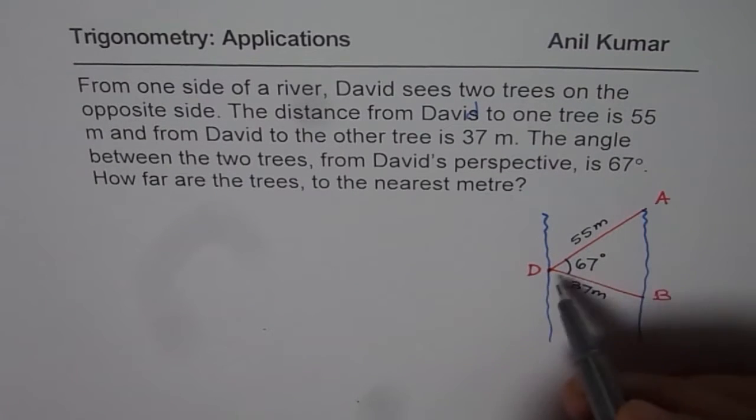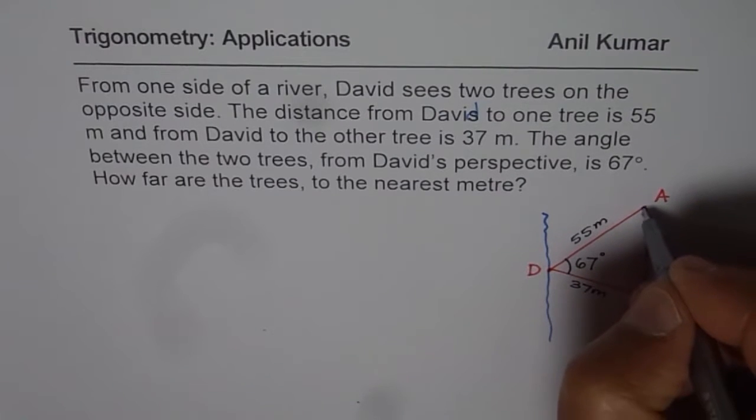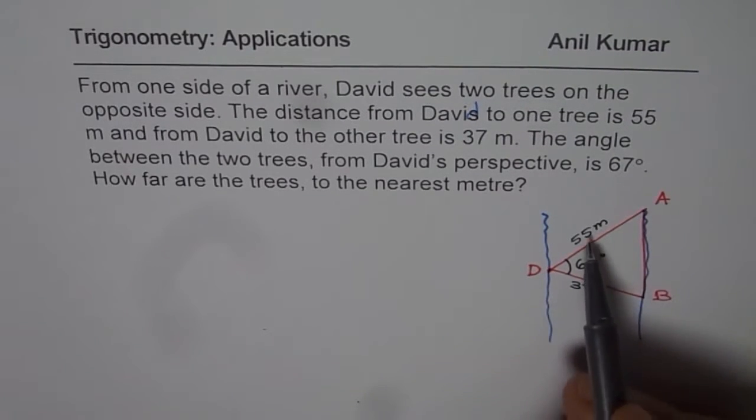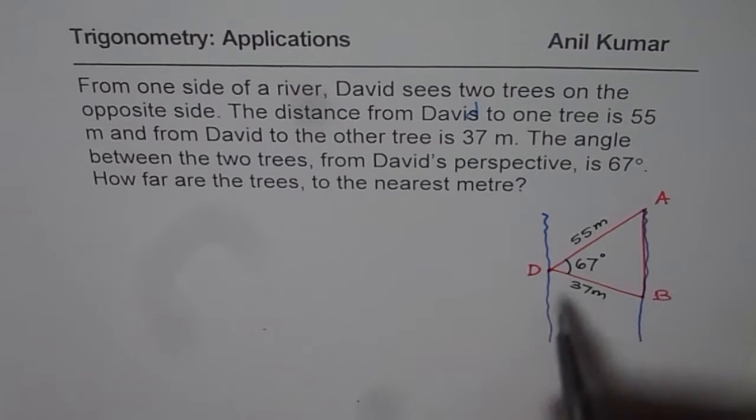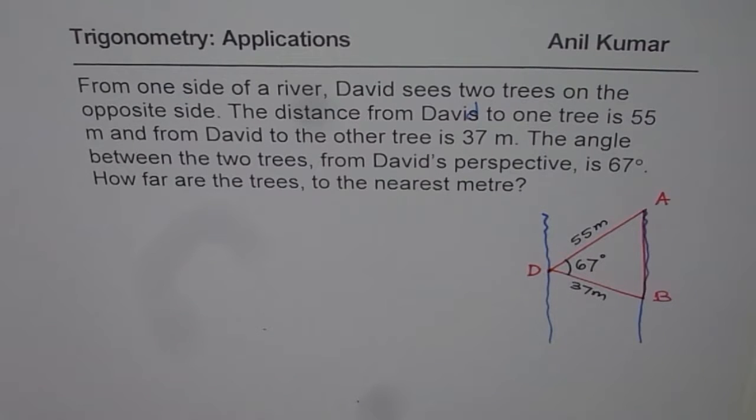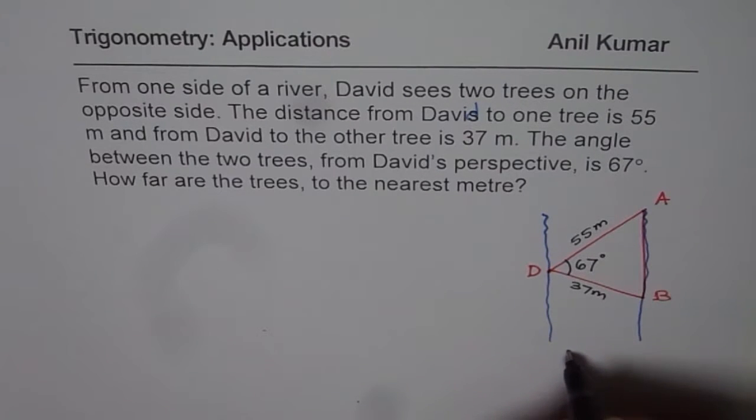Now, in this particular case, we can form one triangle, assume this is a straight line, whose two sides and included angle is given to us. To find the third side, what should we do? We can use cosine law, correct? So we have to use cosine law in this particular case. That is, we know side angle side, that means cosine law. Remember this part.